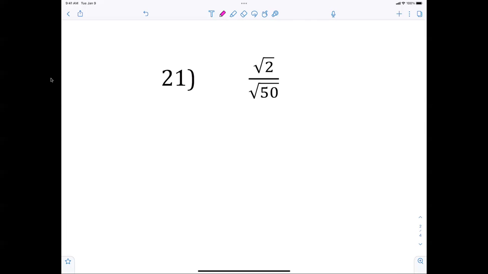Square root of 2 over the square root of 50 is the same as square root of 1 over the square root of 25. And the square root of 1 is just what? And square root of 25 is 5. There you have it. Good with that? Or go ahead and multiply the top and bottom by square root of 50. See how much fun you'll have.